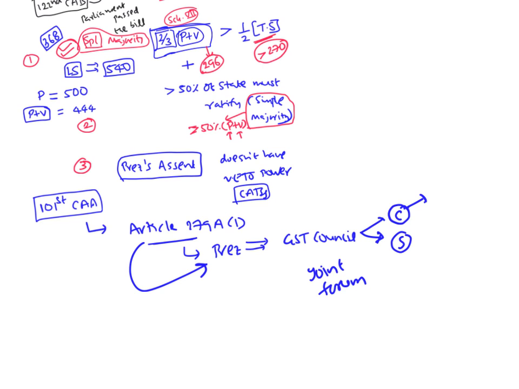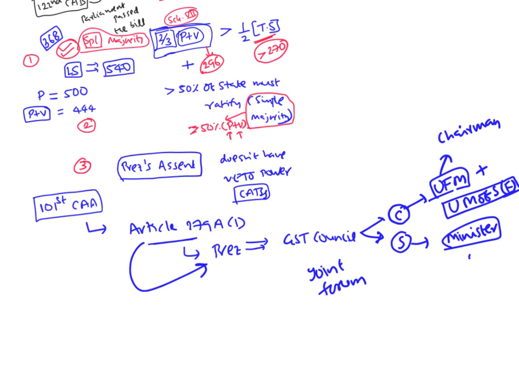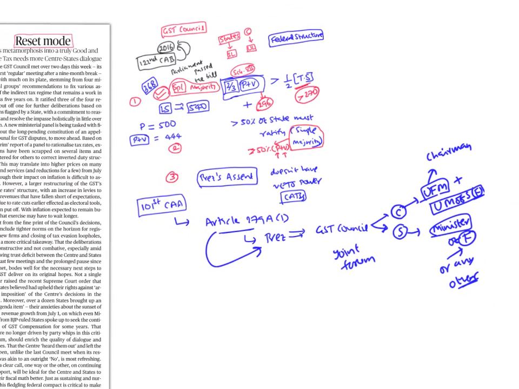From center, you will have Union Finance Minister, who also acts as chairperson, plus Union Minister of State for Finance. He is another member from central government. From the state side, states can nominate one minister. That minister can be Minister of Finance or any other minister as well. So states can nominate their members to GST Council as well.